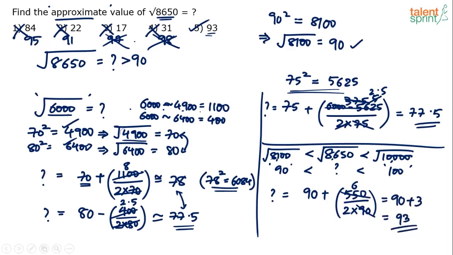Look at the options now, 95, 91, 93. Which is the best one? 93 is the best one. Hence 93 is the correct answer. The same process can be done with respect to 10,000 as well.